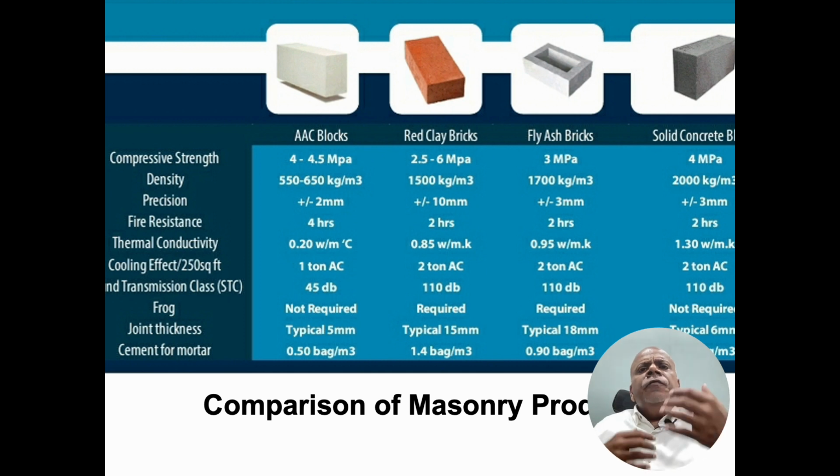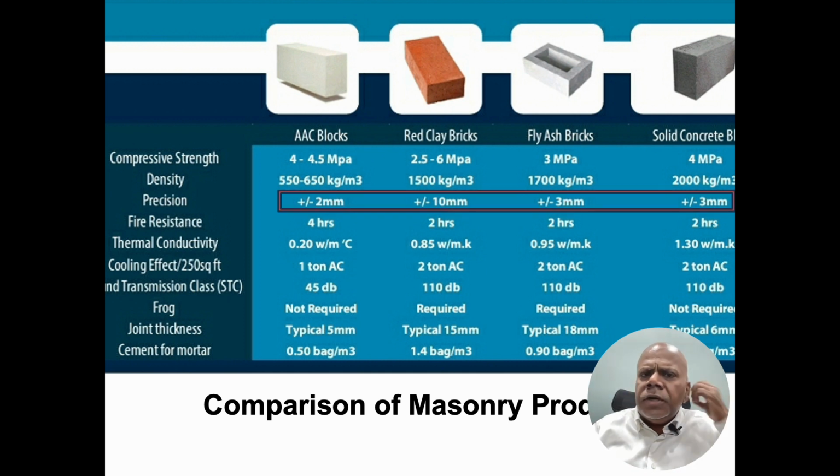And now we compare all these products that we have already spoken about quickly in 2-3 values. Don't worry, I will not bore you with all these values. The first one is dimensional accuracy. Many times clay bricks are handmade, they are irregular in shape. So when you use AAC blocks, it's a machine made, it's a factory made product, and the accuracy is 2 to 3 mm. So all your work can be in nice line and level, in exact plumb.